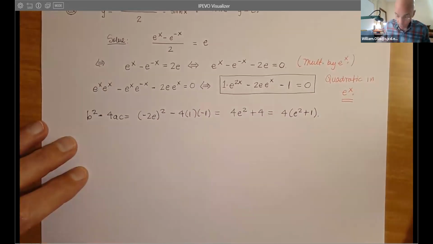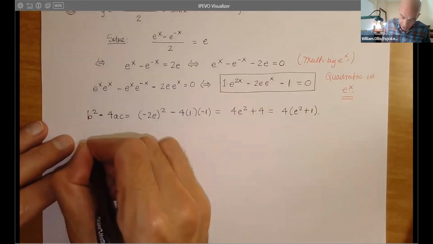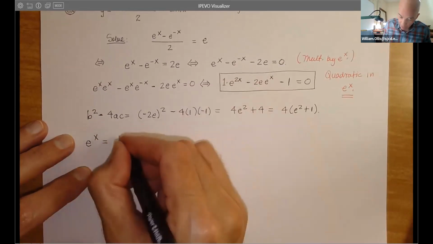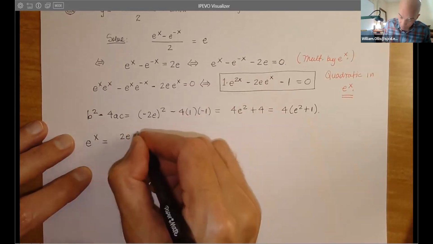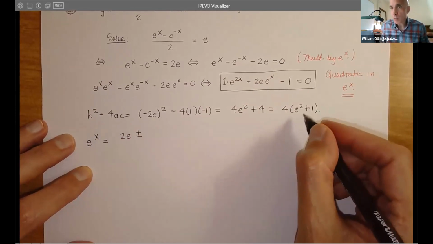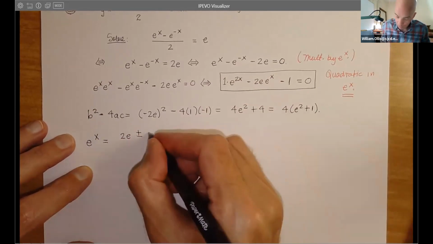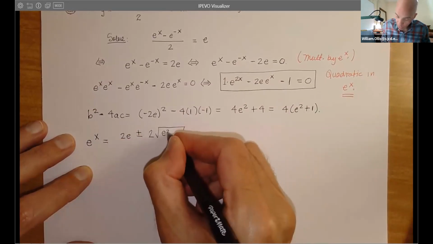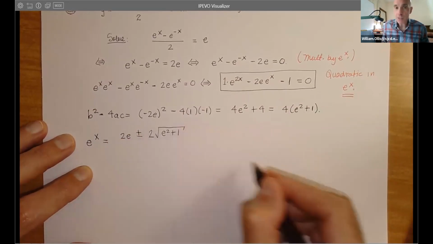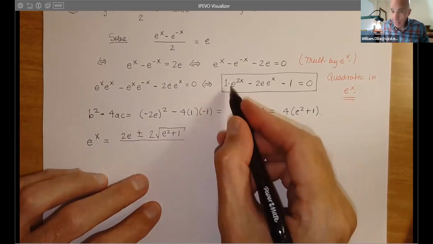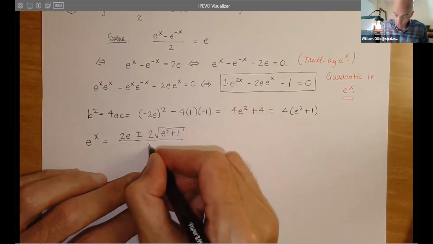So now we've got a quadratic in e to the x. So e to the x equals the opposite of b, which is 2e, plus or minus the square root of the discriminant. Now the square root of 4 is 2, and then the other stuff just stays under the radical, e squared plus 1. That is not a perfect square. Divided by 2a, 2a is 2 times 1, or 2.